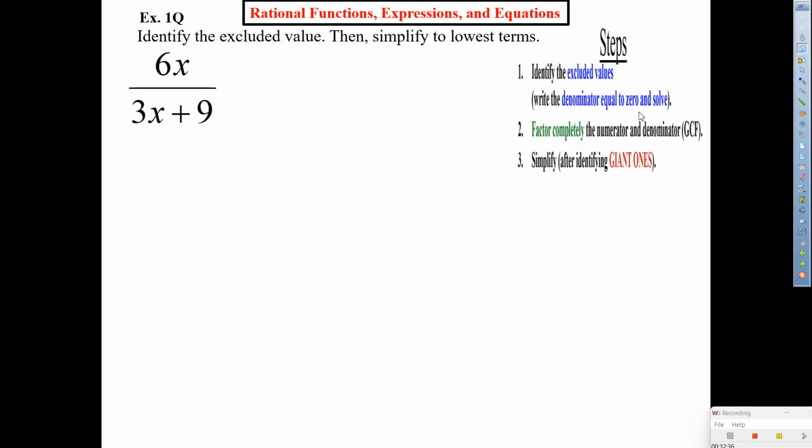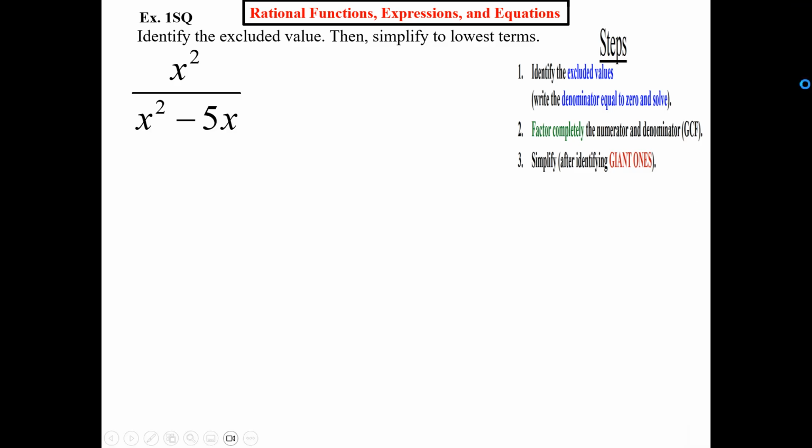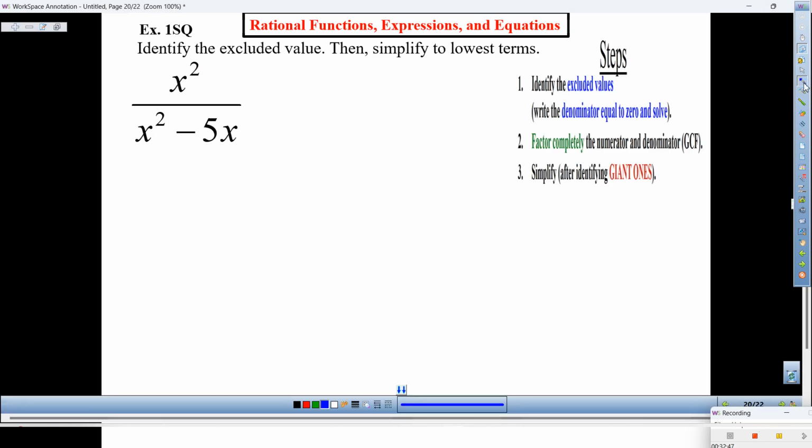Copy this one. Example 1 super Q: x squared over x squared minus 5x. Oh yeah, excluded value. Give you a head start. Let's see if your noodle kicks in that muscle memory of what you did for homeplay.